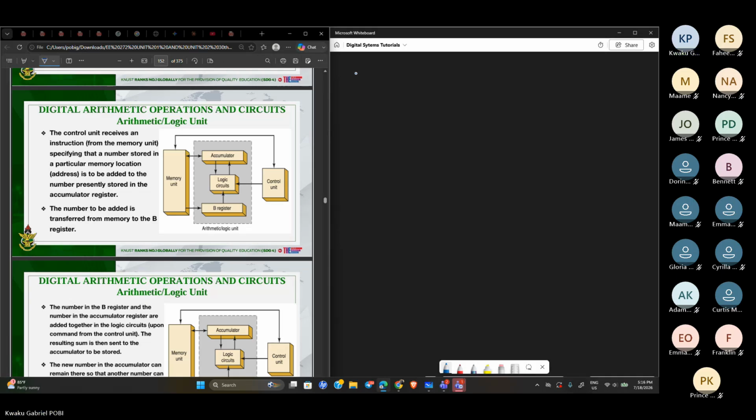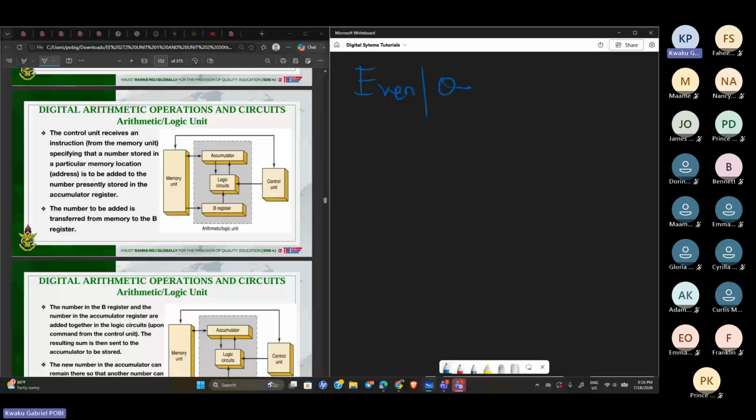So when you want to get a parity checker, we can have actually two types of that. The first one, which is even parity generator, and then the parity checker, and then the other one, which is odd. So you have even and then you have odd, right?